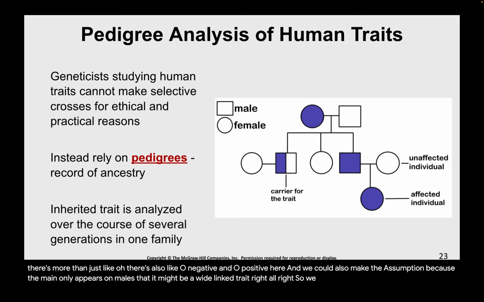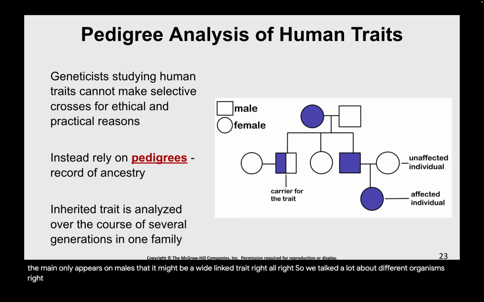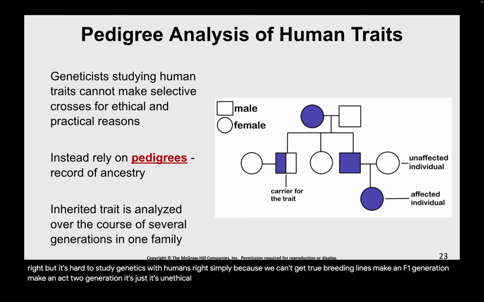So we talked a lot about different organisms, right? But it's hard to study genetics with humans, right? Simply because we can't get true breeding lines, make an F1 generation, make an F2 generation. It's unethical, right? And it's not practical. So instead, when we look at genetics in humans, we rely on pedigrees, which are a record of ancestry.